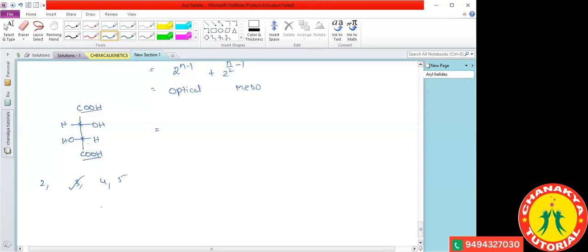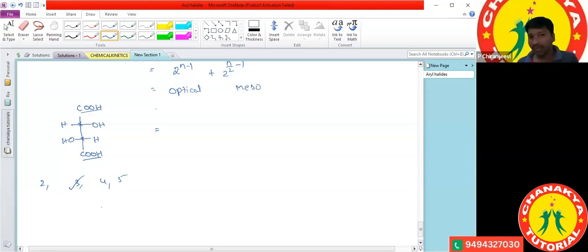Yes, sir. It has 2 chiral centers. In this one, what is the n value? It means n is equal to 2. Now we can substitute into this formula: 2 to the power of 2 minus 1 plus 2 to the power of 2 by 2 minus 1. 2 to the power of 2 minus 1 gives 2 power 1, and the second term simplifies to 2 power 0. 2 power 0 value is how much? 1 only, no? So 2 plus 1, total is equal to 3 only, no? Total is 3 or not?